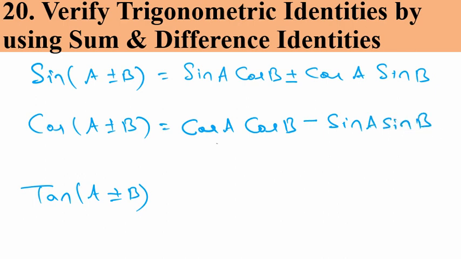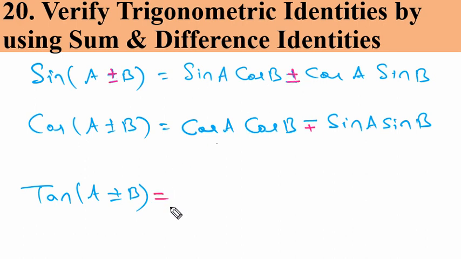So what happens in this one? In this one the sign is opposite. So this is plus minus, here it will be minus plus. So if I write cos A plus B, I will take minus. If I write cos A minus B, then I will take plus here. Now in this one it was the same. So if it is plus minus, then it will remain the same, plus and minus.